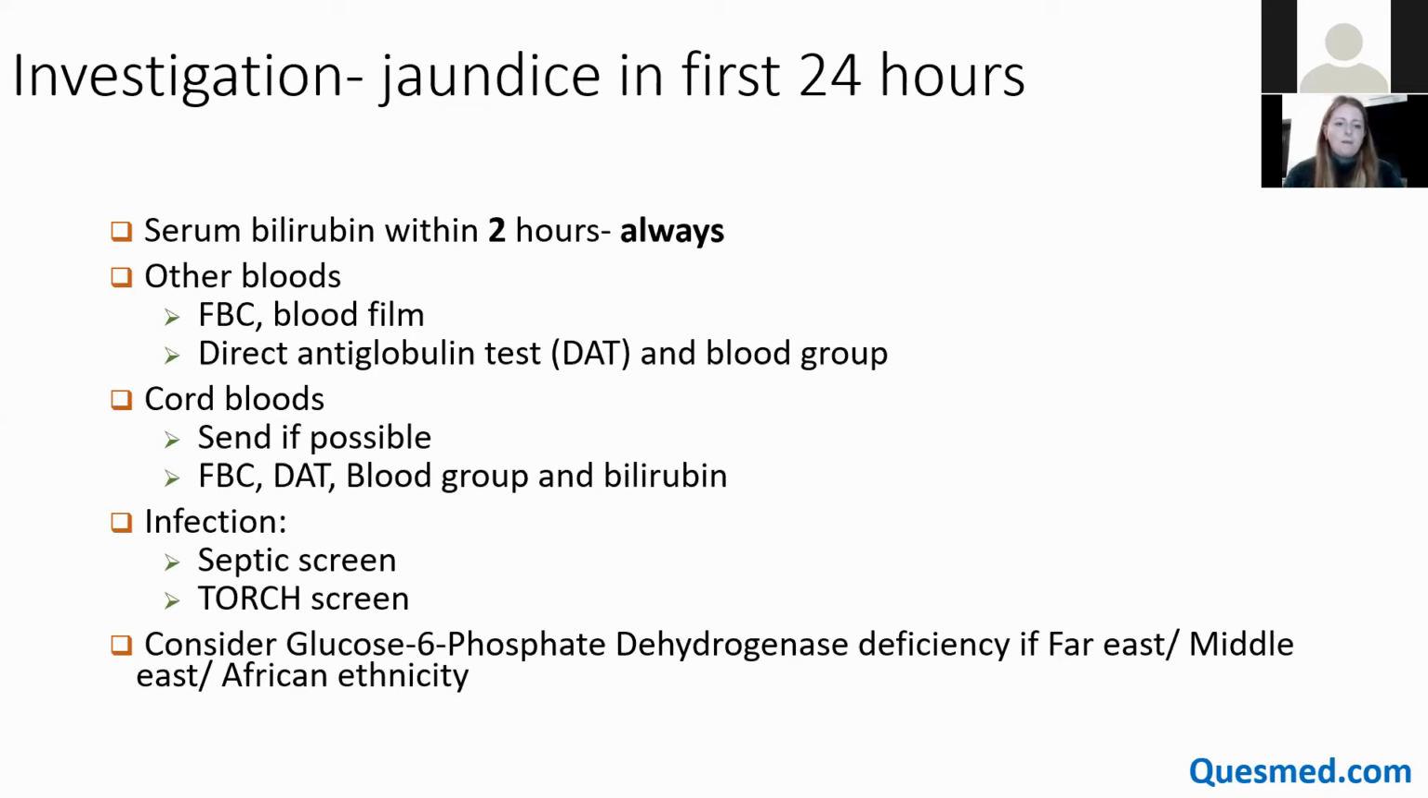Infection. So obviously you want to be ruling out infection. We mentioned doing a general septic screen, a TORCH screen, looking for things like toxoplasmosis, etc. And if the baby is from the Far East or the Middle East or African, you might want to consider a G6PD deficiency test, but we're reaching into the more rare causes there. You definitely want to exclude hemolytic disease and infection first. Okay.